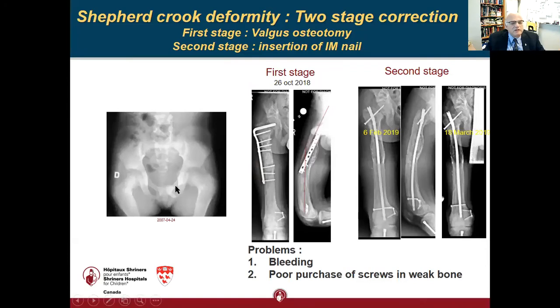What does this mean? You have here a severe coxa vara and shepherd's crook deformity. First stage is the valgus osteotomy, and you have applied the fixed blade plate. Wait until this heals, and then proceed with the second stage, which is removal of that plate and insertion of a long nail and protection of the femoral neck.